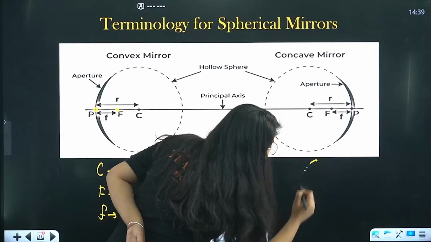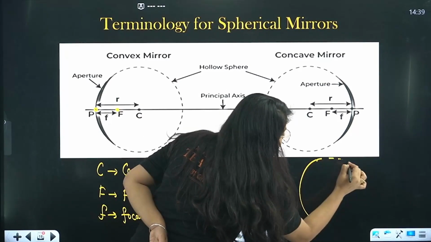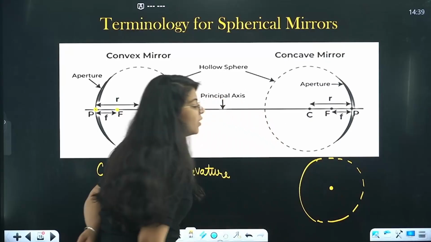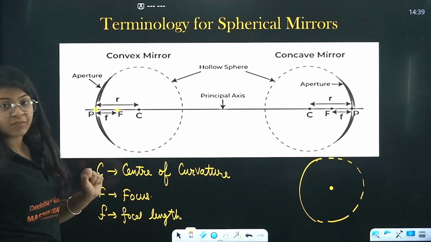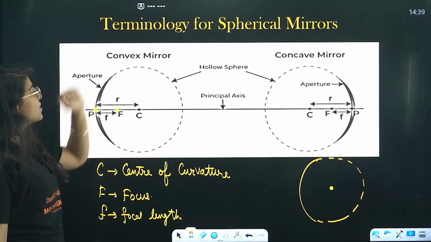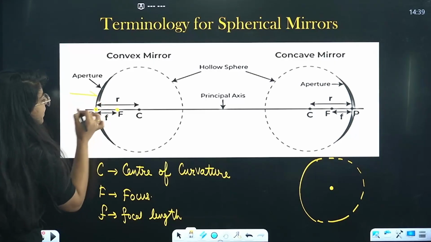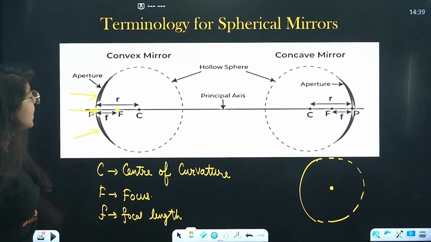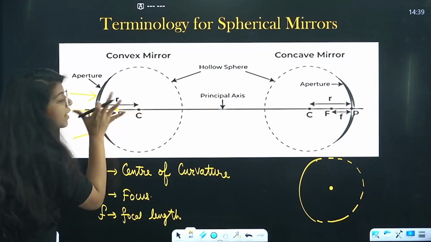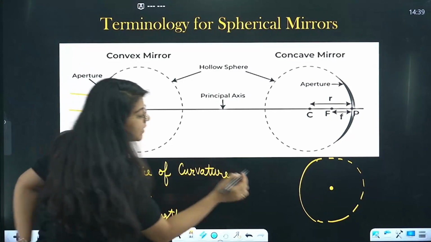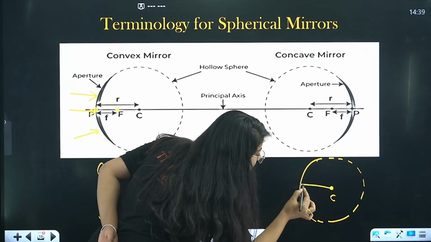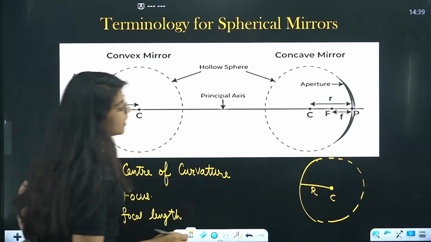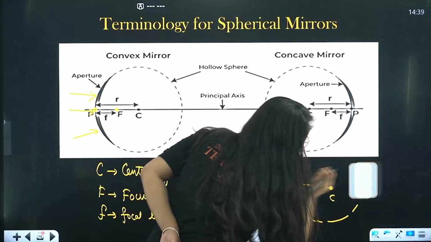You know this, right? This is your mirror, and this is how you complete the circle, your sphere, and this is the center of the sphere. So the center is called the center of curvature. This is your mirror. It is a convex mirror. That means light is hitting on the outside part of this mirror, right? So this is half of this radius. This is the center. If I join this, it will be the radius. So this R is called the radius of curvature.